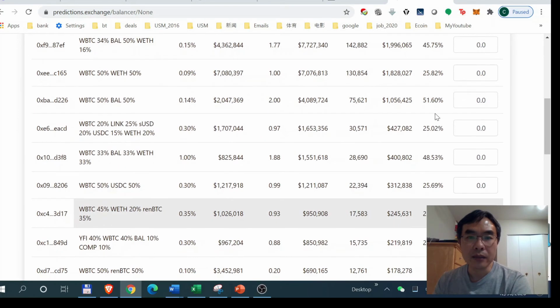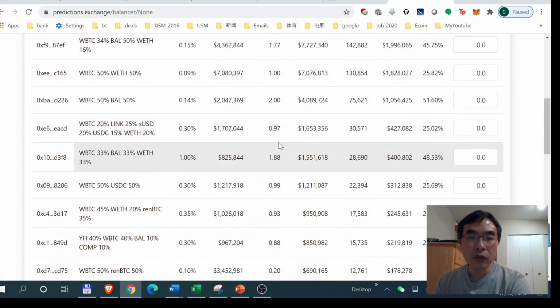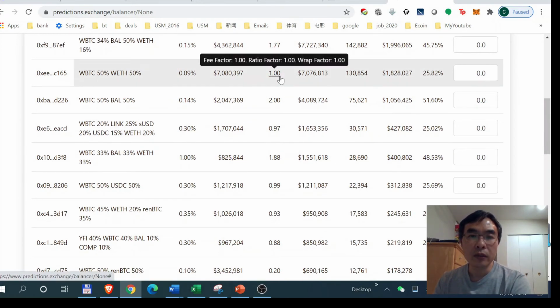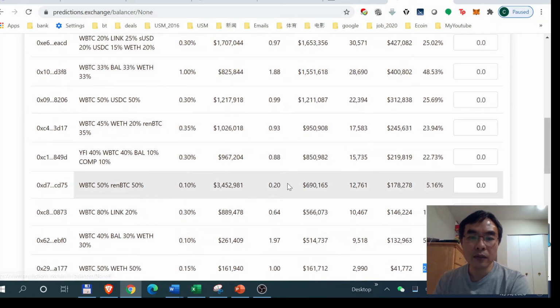The other thing is this column, total factor. So total factor is basically, if your total factor is 1, that means you are earning a normal 100% of Balancer each week. But if you only have a 0.2, that means you only earn 20% of the normal amount of Balancer. This kind of pool is not very good.